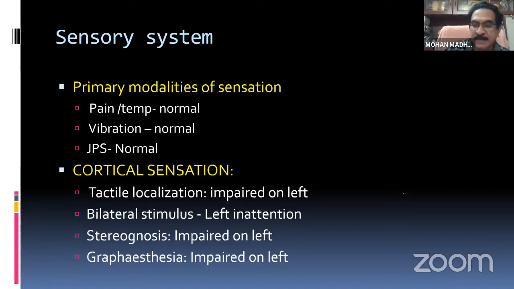So this patient had abnormality indicating bifrontal dysfunction and right anterior corpus callosal involvement or right premotor cortex involvement, as told, as well as right parietal dysfunction because of his hemi neglect, as well as the cortical sensory impairment.